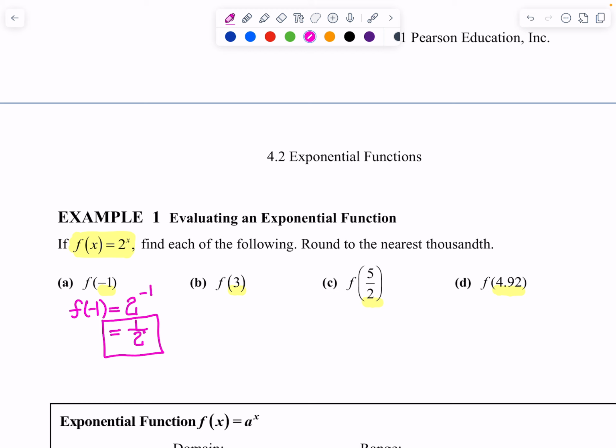The next one, f of 3, means 2 raised to the third. If you put 2 raised to the third in the calculator, you will get 8. So our function value is just 8. The next one, f of 5/2. Now I really have to use the calculator because I don't know what that is. So I'm saying 2, and my exponent now is 5/2. I have to type it in.